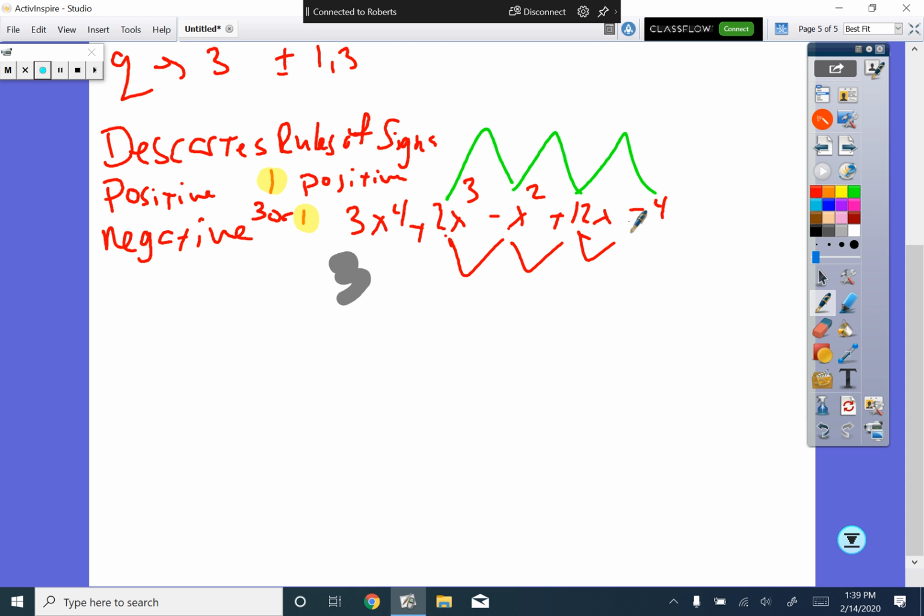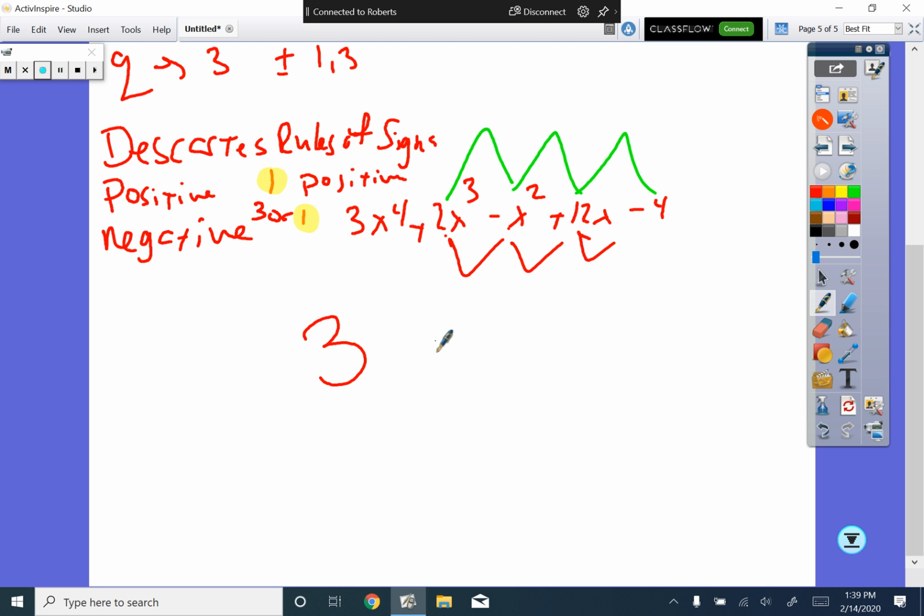Even positives. If I came up with 3 positives, I'd have 3 or 1 positive. Exactly. So hence why it's just 1. Great question. All right. Should we go for it?